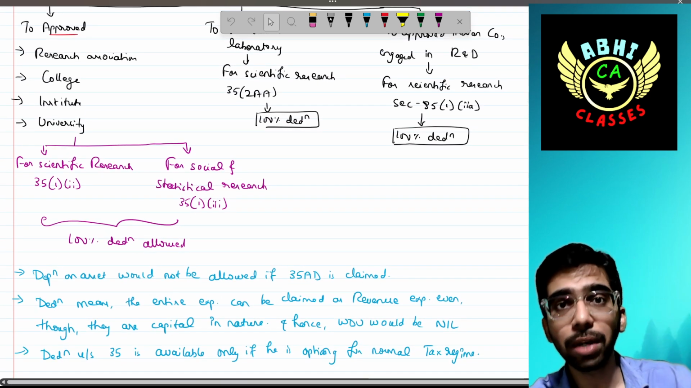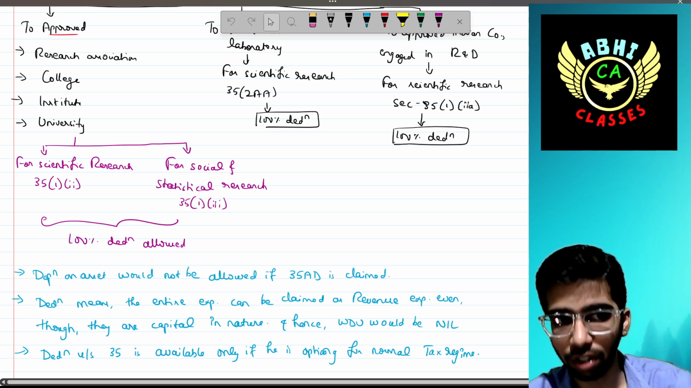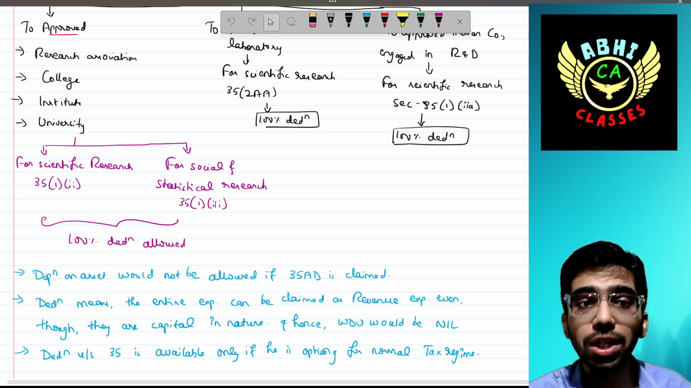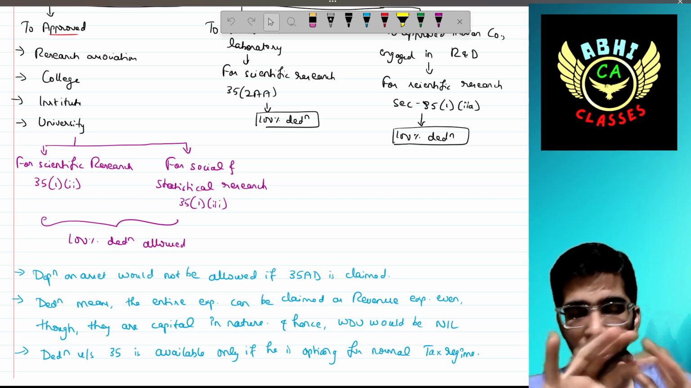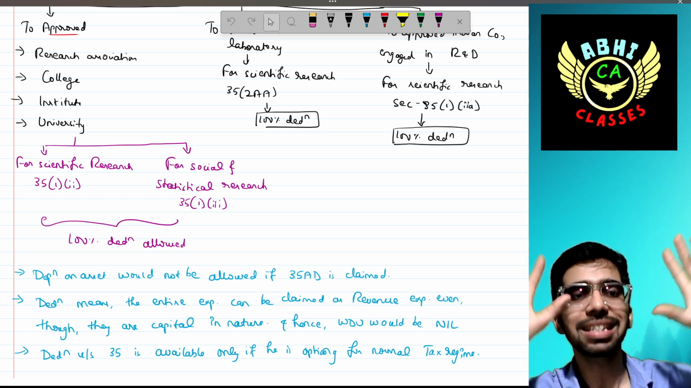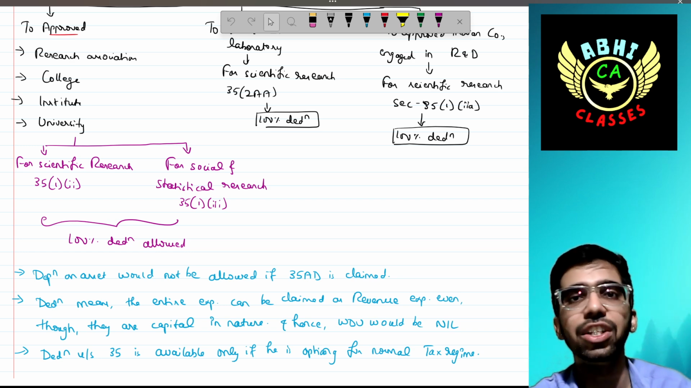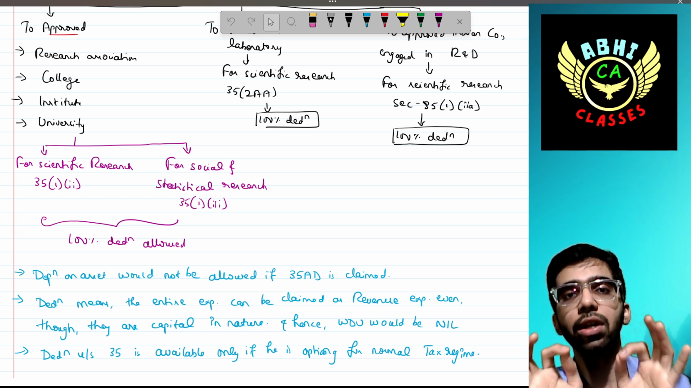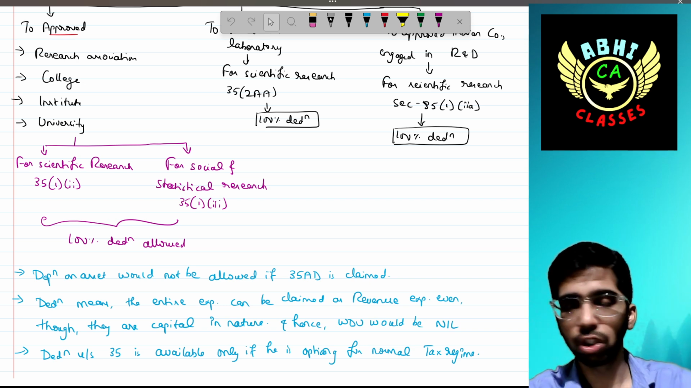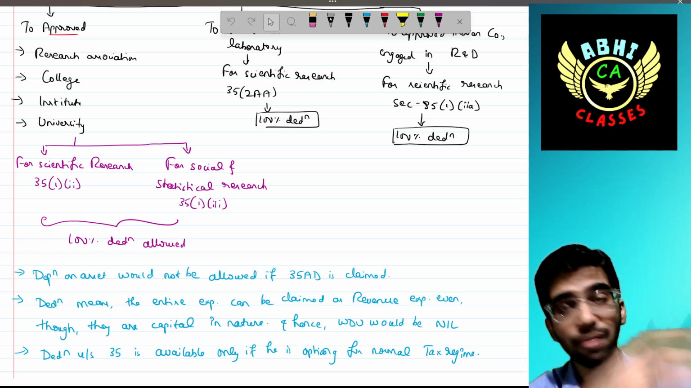Then, if you are contributing in respect of only scientific research or social science statistical research, any of the researchers, but the focus should be scientific research or social statistical research, then 100% deduction would be available. There is no bifurcation of capital expenditure and revenue expenditure.